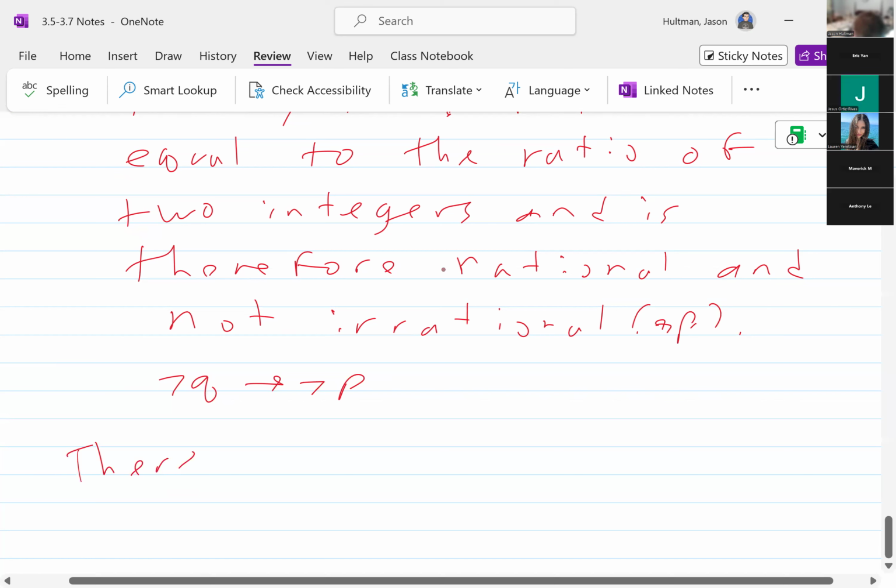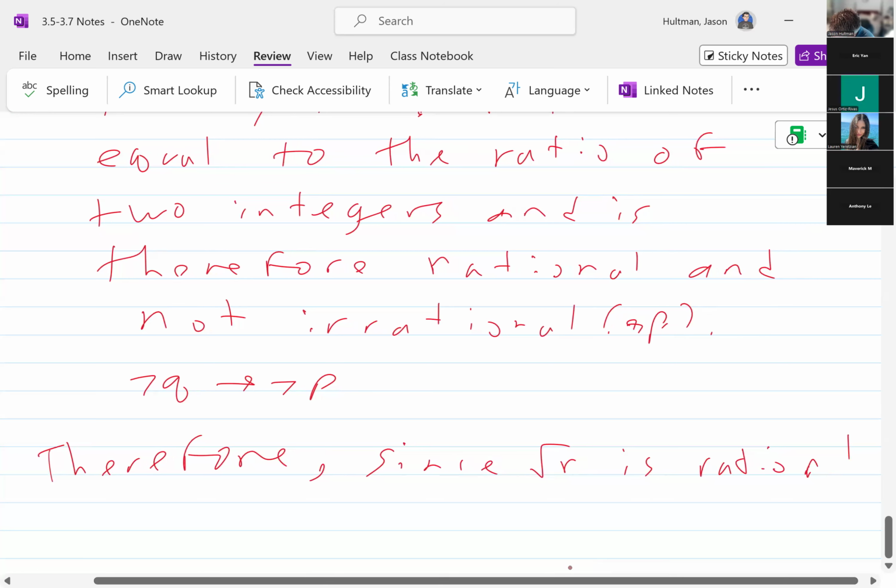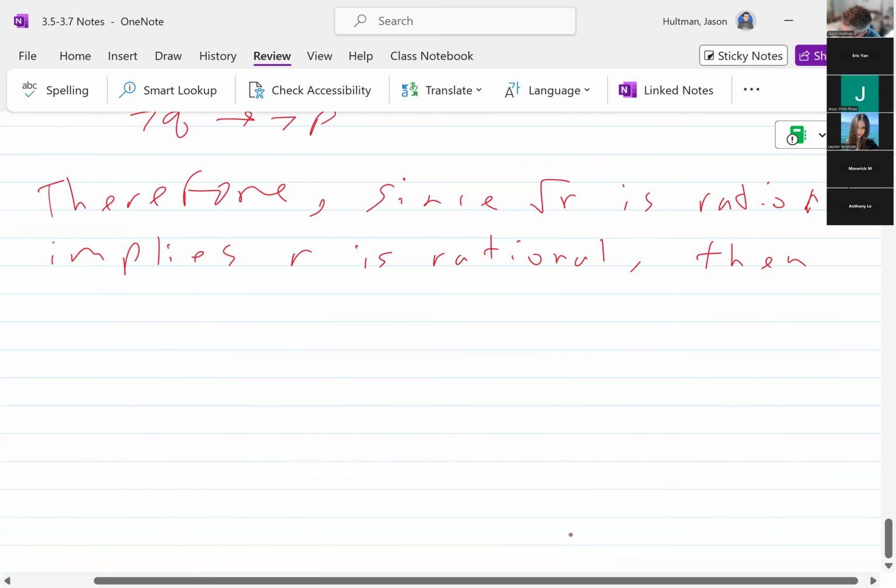So therefore, okay, since the square root of r is rational implies r is rational, then the contrapositive of that statement must be true, which is if the square root of r is irrational, then r is also irrational.